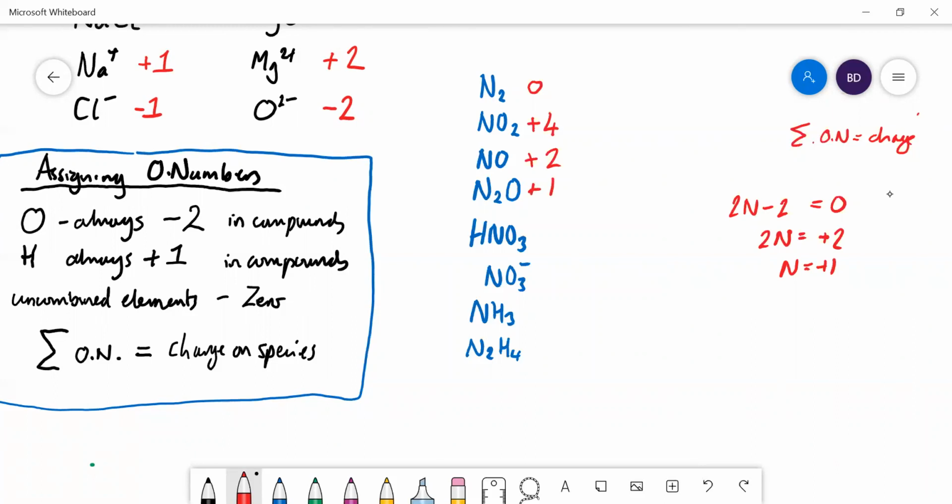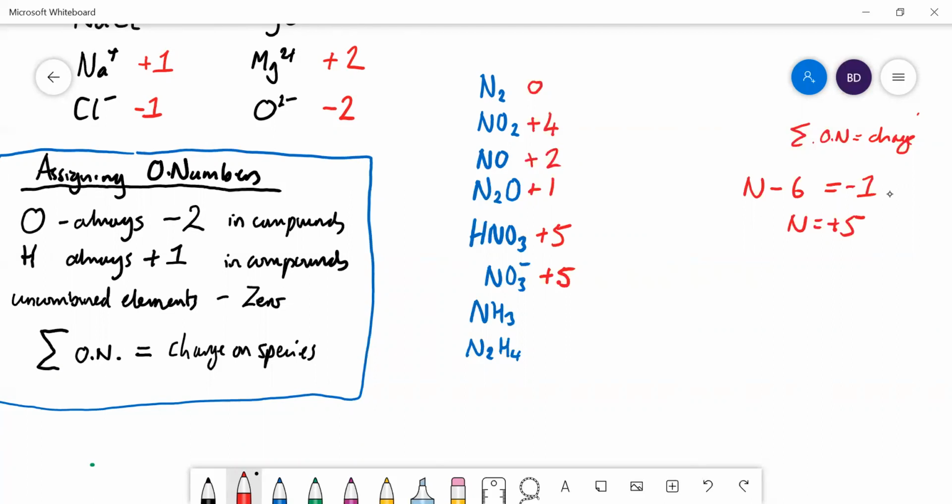Right, let's do nitrate properly, NO3 minus, charge on the species -1. Nitrogen we don't know. Oxygen is always -2 in the 3 of them, so -6. So N is equal to +5. Okay, for that one there. You can probably see that for nitric acid it's going to be the same, that's +5.